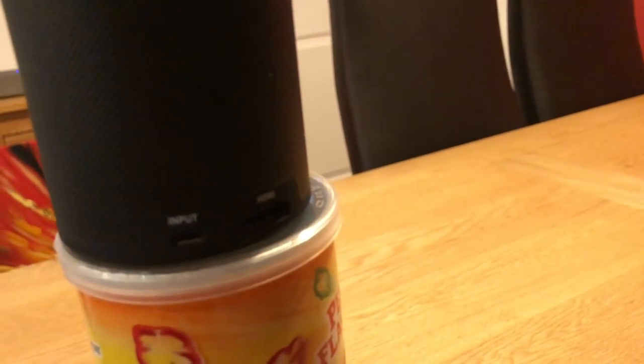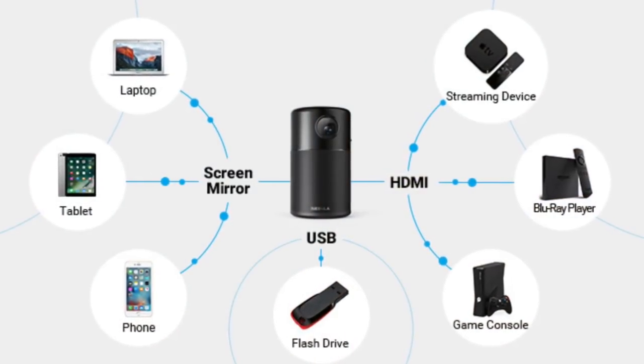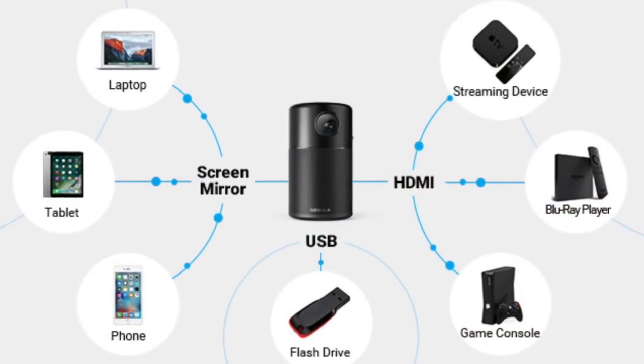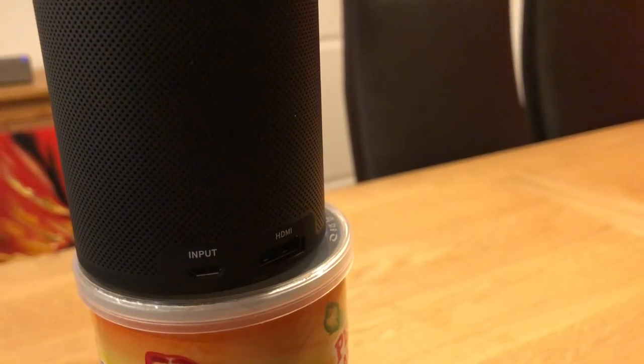Around the back here, it says input, and that's where you plug in the micro USB, and you get a little micro USB to full size USB connector as well, so you can plug in a memory stick with some footage on it or a portable hard drive. And you've also got a full size HDMI socket on the back there as well.